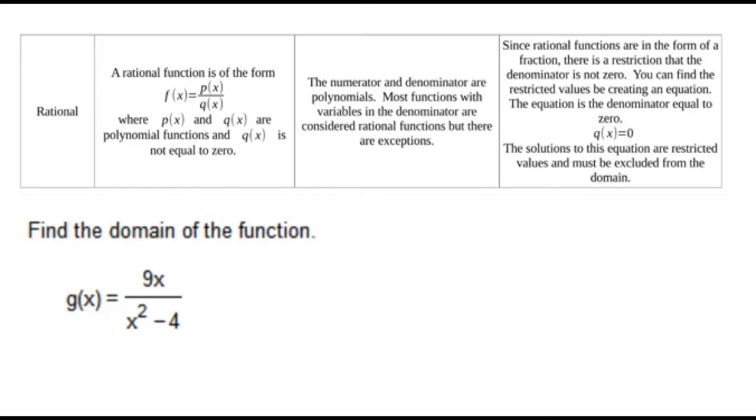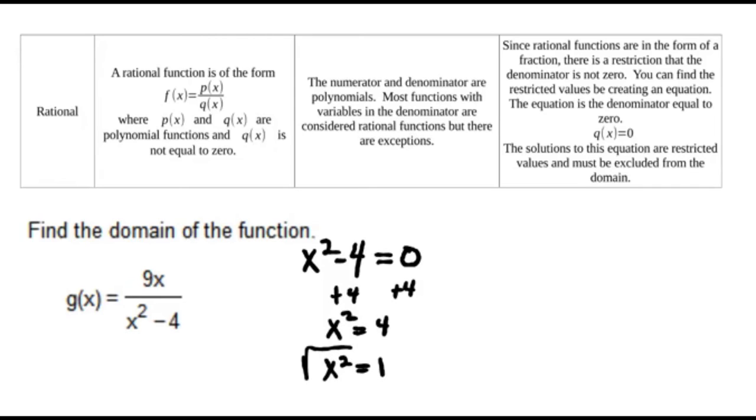Our denominator, q of x, would be x squared minus 4. We're going to set that equal to 0 so that we can find those restricted values. Now to solve this equation, this is a quadratic equation. There are many approaches you could take. We'll take the approach of isolating the square. So we're going to add 4 to both sides. X squared equals 4. Once we isolate the square, we'll square root both sides to get rid of that square.